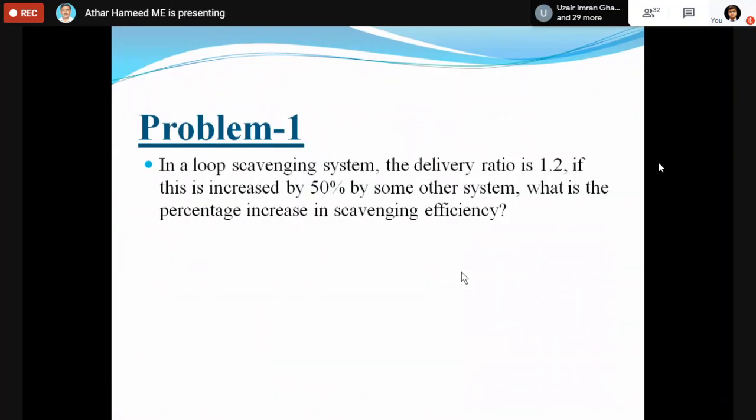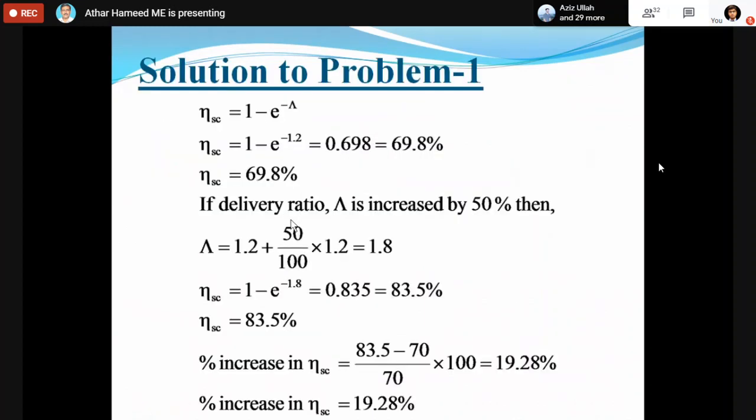So the problem is: in a loop scavenging system, the delivery ratio is 1.2. If this is increased by 50% by some other system, what is the percentage increase in scavenging efficiency? This is a very small problem. We have one formula for this. We have just developed that scavenging efficiency is equal to 1 minus e to the power minus lambda. We put in 1.2 here and find the scavenging efficiency as 69.8%.